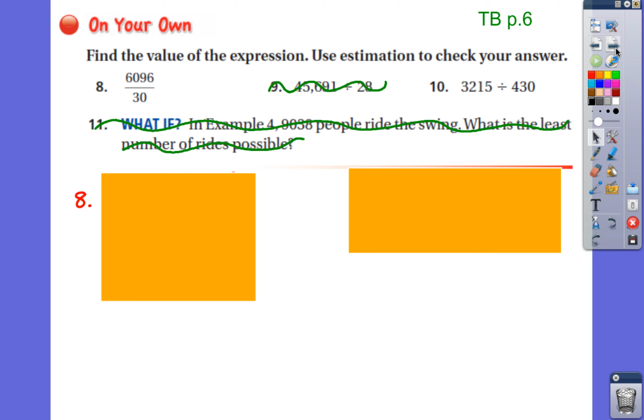Okay, now on page 6 at the bottom, there are a couple of on-your-own problems for you to work out. I have crossed off problems 9 and 11. Please, in your notes, complete problems 8 and 10. You will have remainders. Please write the remainders as a fraction.